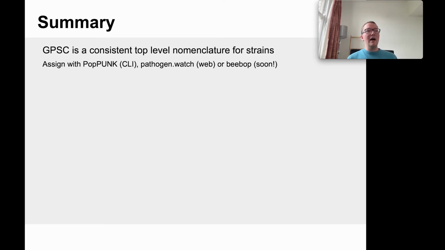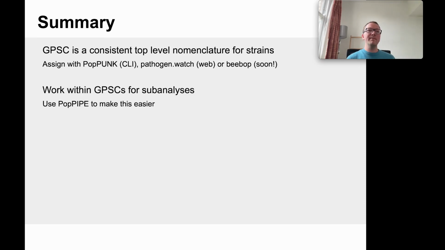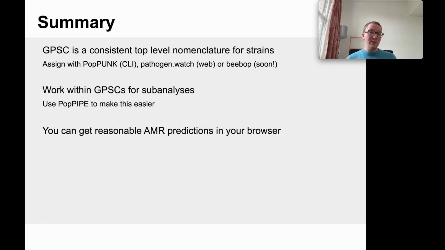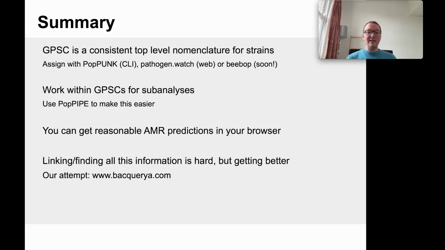So just to end there, I'll summarize the different bits. So GPSCs, this is a consistent top-level nomenclature for strains in Streptococcus pneumoniae. You can get lots of more information once you know the GPSC. You can assign them to new genomes using PopPUNK on the command line, Pathogen Watch on the web, or Bebop, which is sort of a full web-based interface, which is coming soon. You can work within those GPSCs to do sub-analyses such as transmission analysis, recombination analysis. You can use our PopPIPE pipeline to automate all of that and do that on large datasets much more easily. You can get reasonable AMR predictions in your browser, and I hope they'll get better.